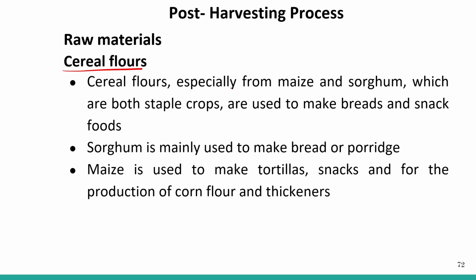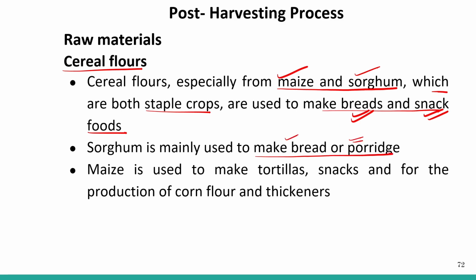Cereal flour. Cereal flour, especially from maize and sorghum, which are both staple crops, is used for making bread and snack foods. So maize and sorghum are also used for making different breads and snack foods. Sorghum is mainly used to make bread or porridge. So this particular sorghum is used for making a kind of bread, and also for making porridge. Maize is used to make tortillas, snacks, and for the production of corn flour and thickener. So this corn flour is used for making so many dishes.